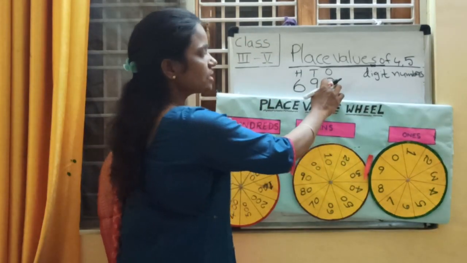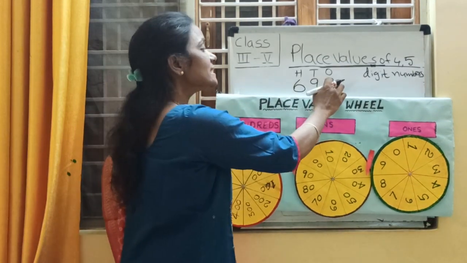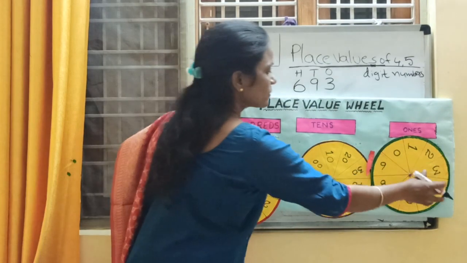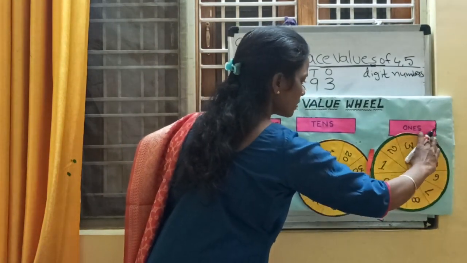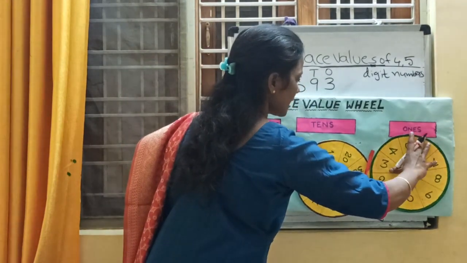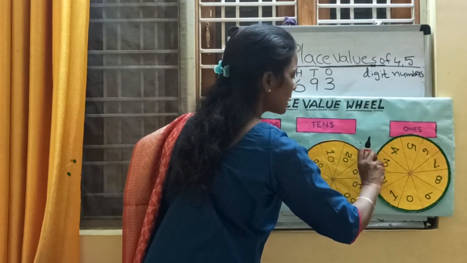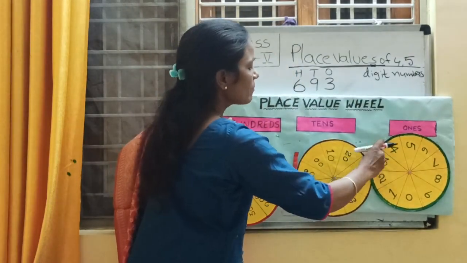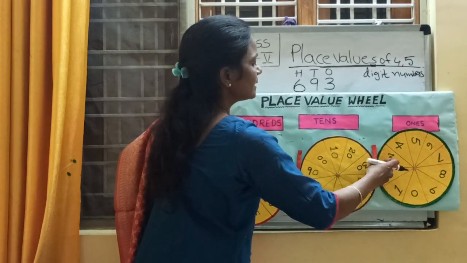Here what is the place value of 3? 3 is in ones place. 3's place value is 3. Now by rotating it I will show the place value of that digit. Here this pointer shows the place value of that digit. 3 is the place value of 3.